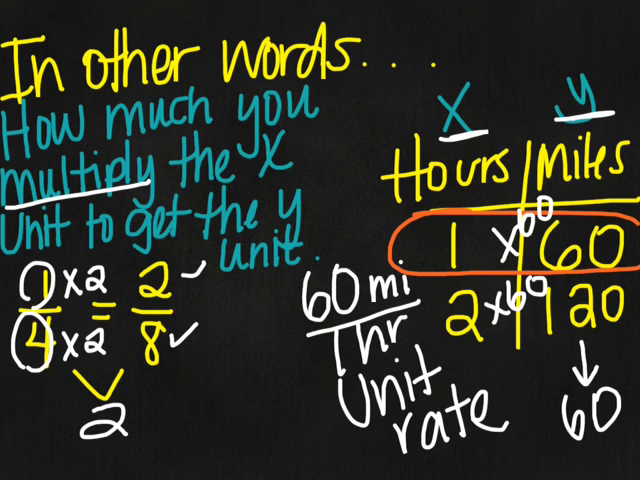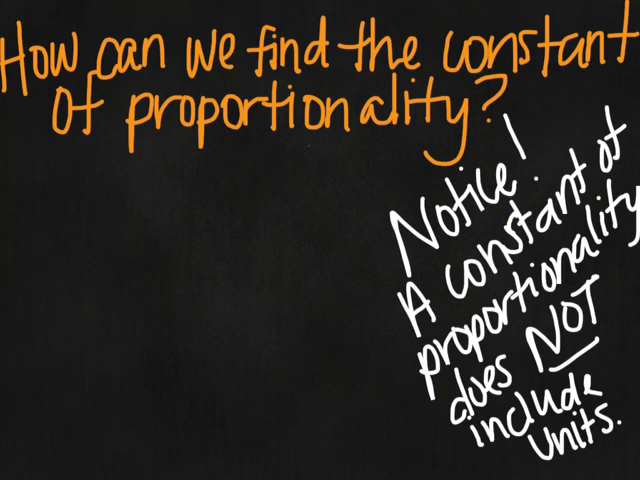We said our constant of proportionality is 60. That's the same thing as this unit rate, 60 miles in 1 hour, if we take away the units and if we take away the fraction. We end up with the same number. So it's the same thing as a unit rate, except it's written a little bit differently.